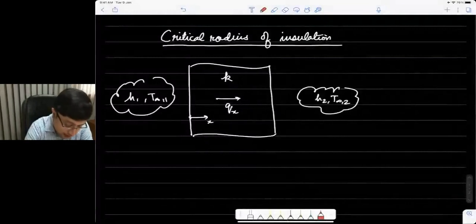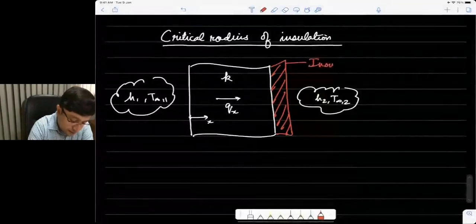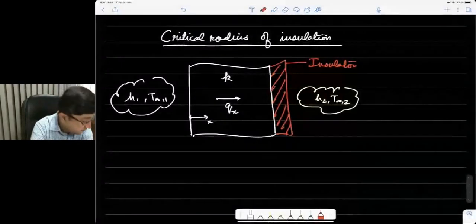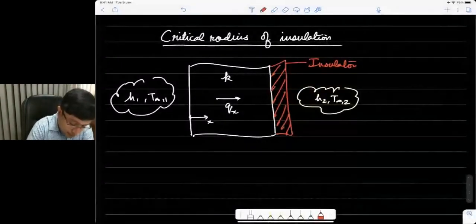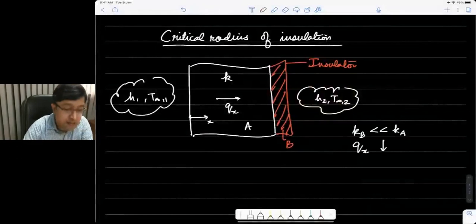So for instance, I can add maybe an insulating layer on one end. So this is an insulator. An insulator is something which has a very low thermal conductivity. So say the insulator is made of material B and this is material A. So as long as KB is much less than KA, what do you think should happen to Qx? I hope you all agree that Qx will decrease.